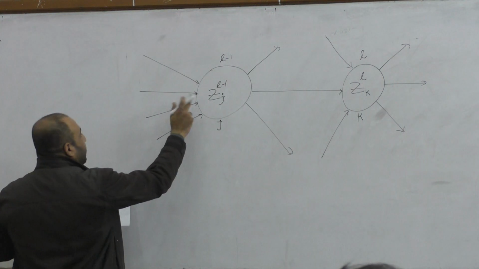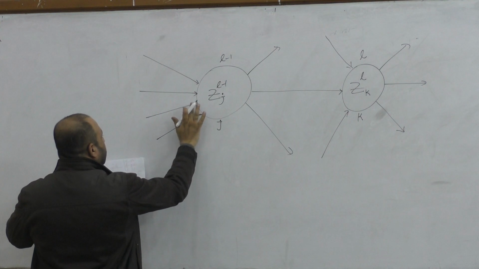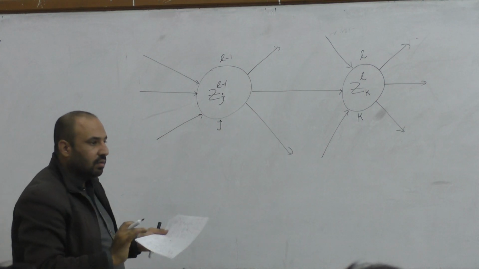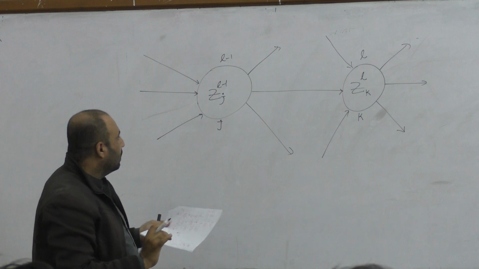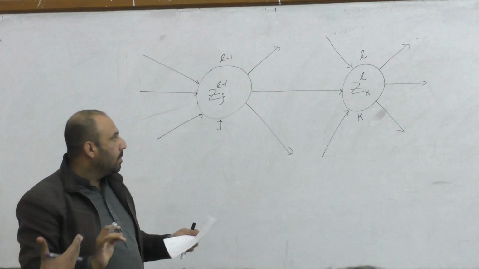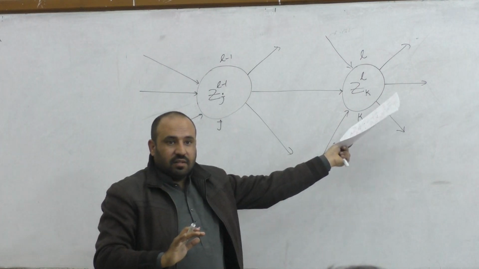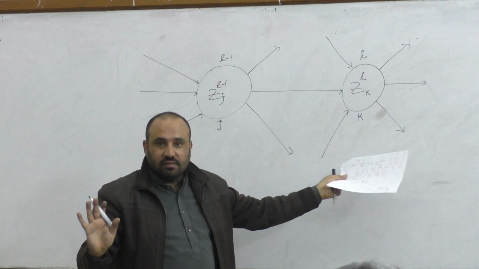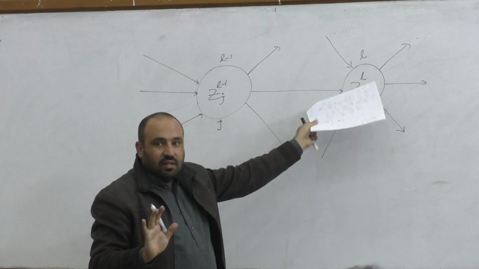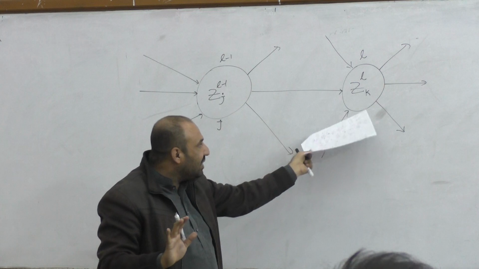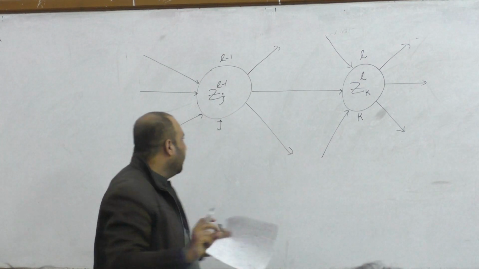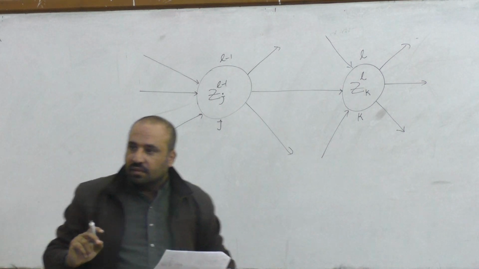I'm assuming that लास्ट लेयर पे एक आउटपुट होनी चाहिए, ये इंटरमीडिएट लेवल है, but this is not last layer. This is not last layer. This is layer L and this is kth neuron of it. Clear?